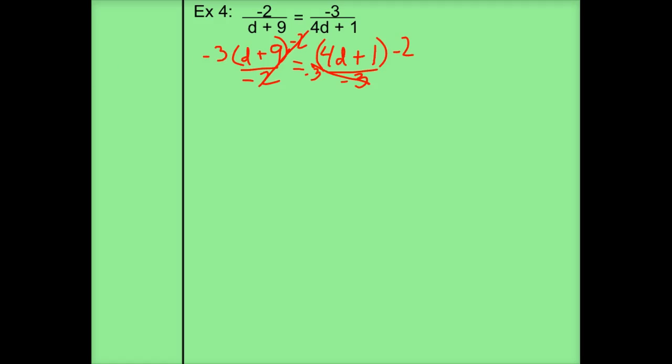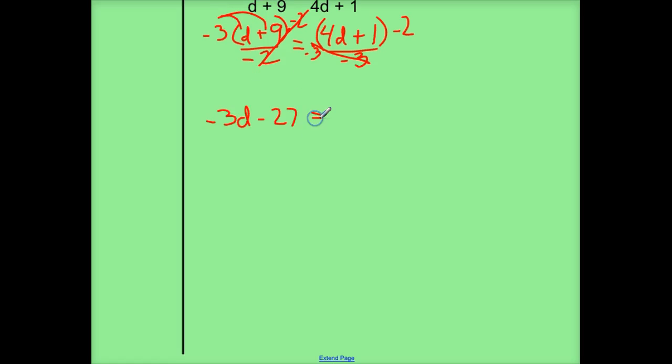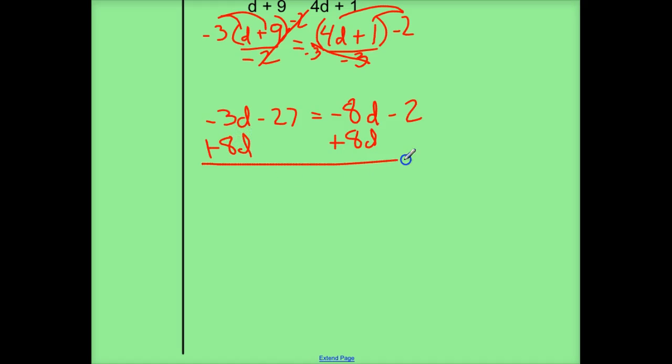So what happens is I'm distributing the -3 on the left-hand side, giving me -3d minus 27. On the right-hand side, I'm going to distribute the -2, and I get -8d minus 2. Now I want to get my variables together. -8 is less than -3, so I'm going to add 8d to both sides. On the left-hand side, I get 5d minus 27. On the right-hand side, after my 8d's cancel, I'm left with -2.